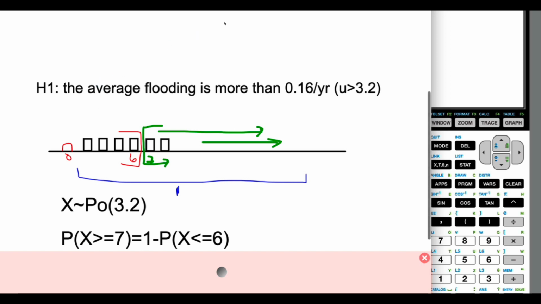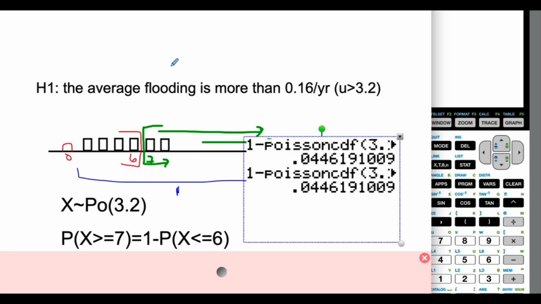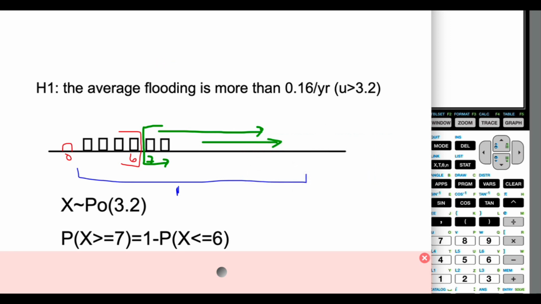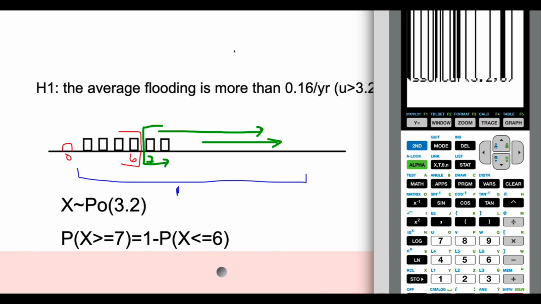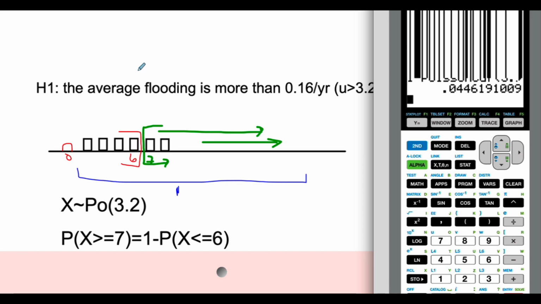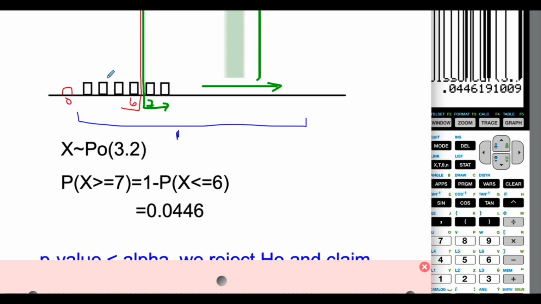When I put it into the calculator, this is what I put in the calculator, 3.2. If you take a look up here, you do 3.2 up to 6, and that gave us the 0.446. And so my p-value is 0.446.